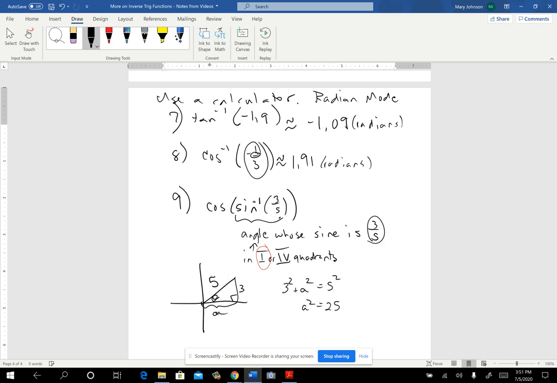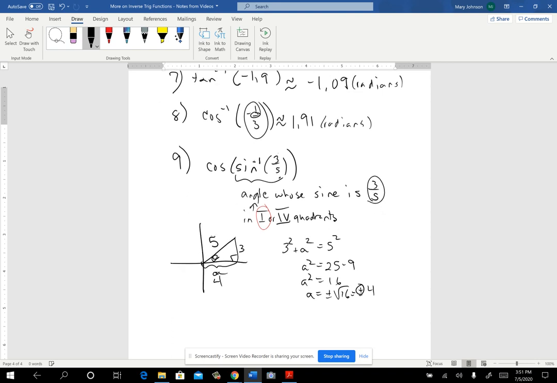So A squared would equal 25 minus the 9. So A would turn out to be just positive 4 because we're talking about a right triangle.